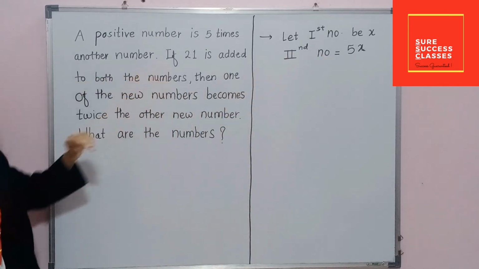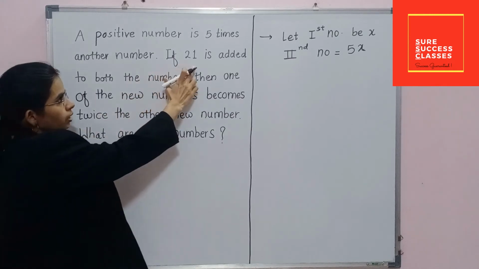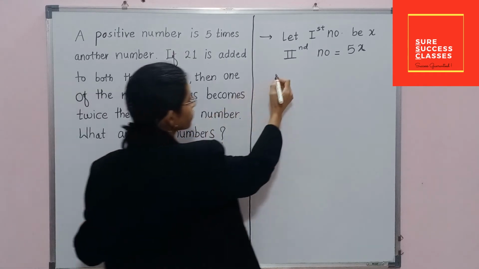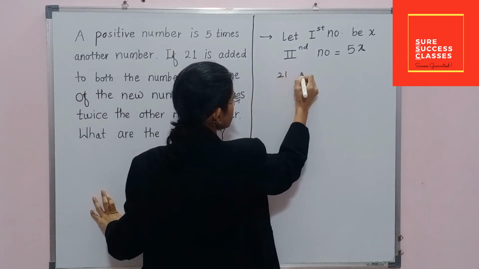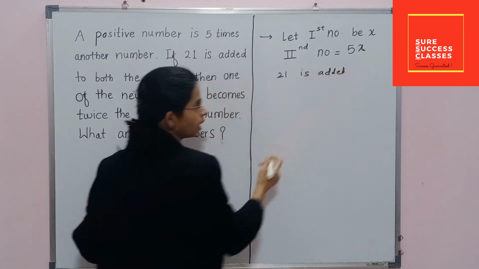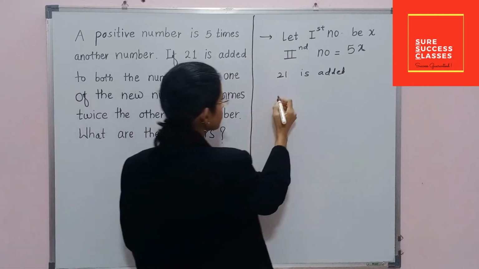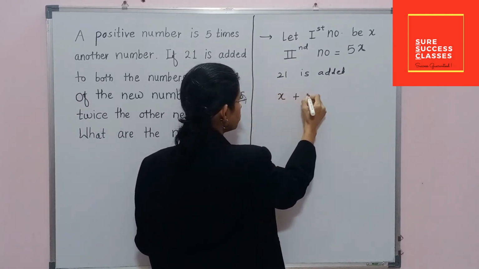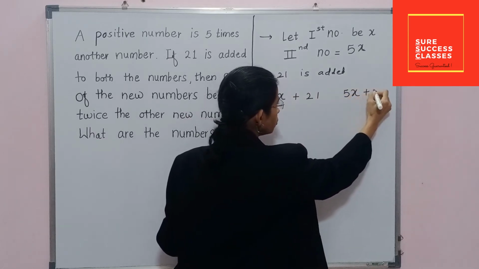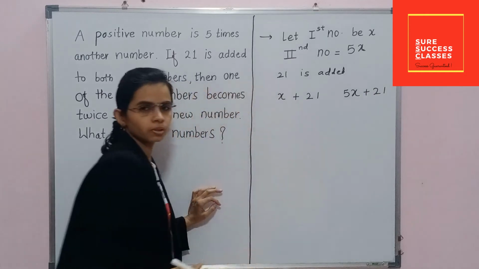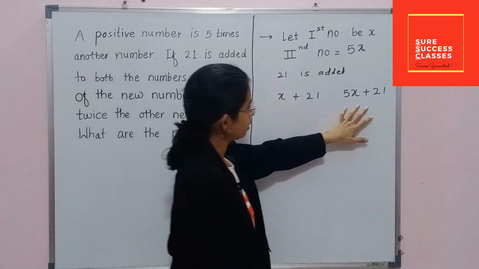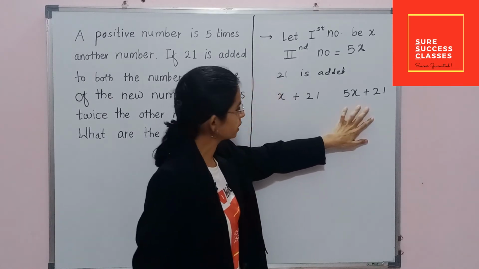Then we will go with the next statement: if 21 is added to both the numbers. We will add 21 to both the numbers, x plus 21 and 5x plus 21. Our first number now will be x plus 21 and the second number will be 5x plus 21.